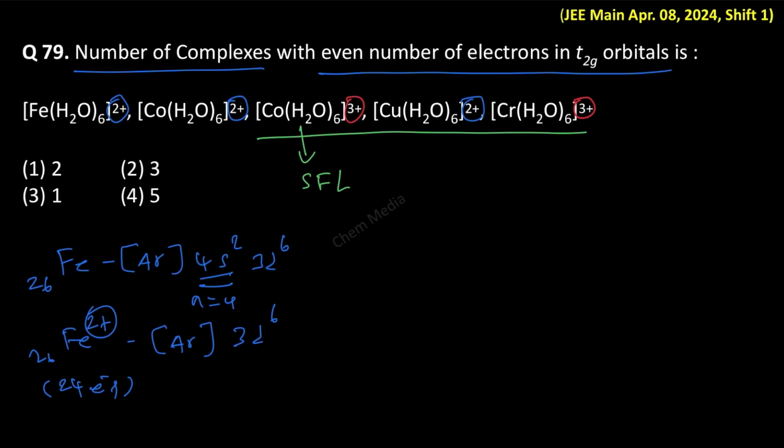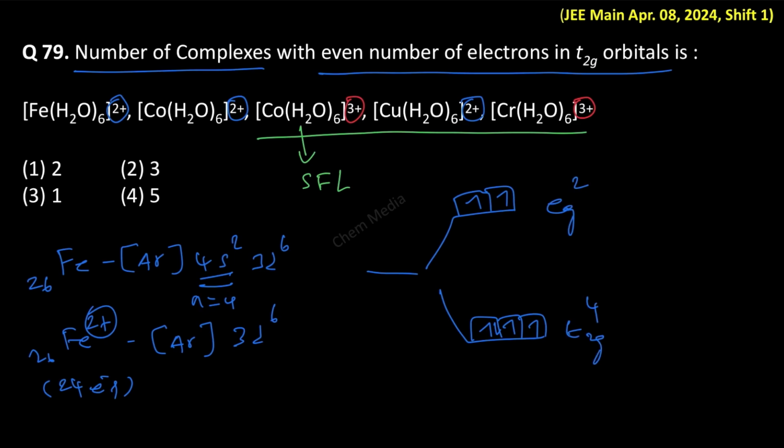Therefore, in the octahedral crystal field, this would split into t2g and Eg. So we have 6 electrons, 1, 2, 3, 4, 5, 6. So t2g 4, Eg 2. We have even number of electrons in total within t2g orbitals. We shouldn't think about these 2 electrons. In total, do we have even number of electrons? That's what we need to consider. So therefore, this one is yes. Let's go to the next one.